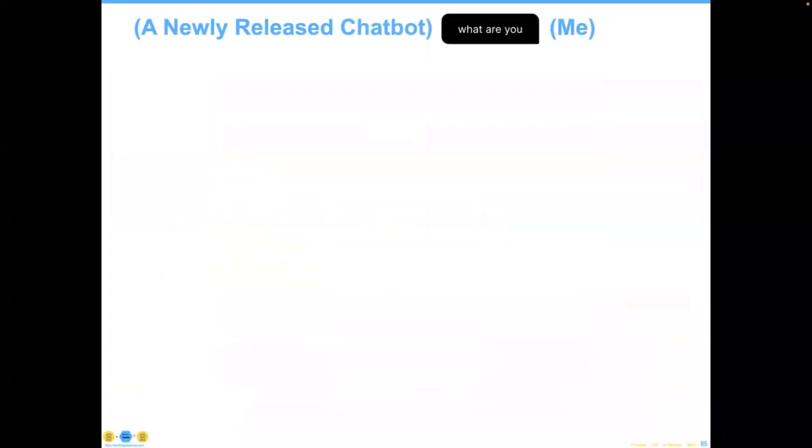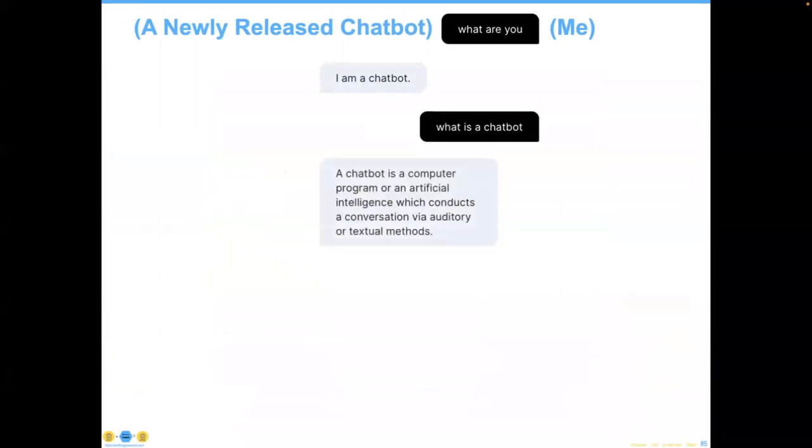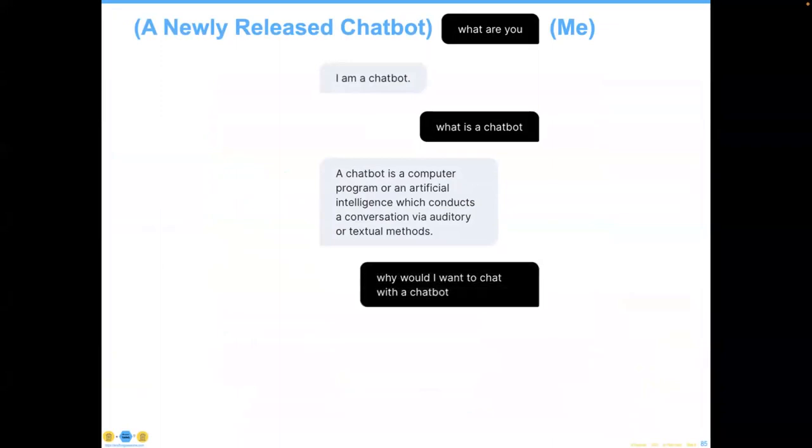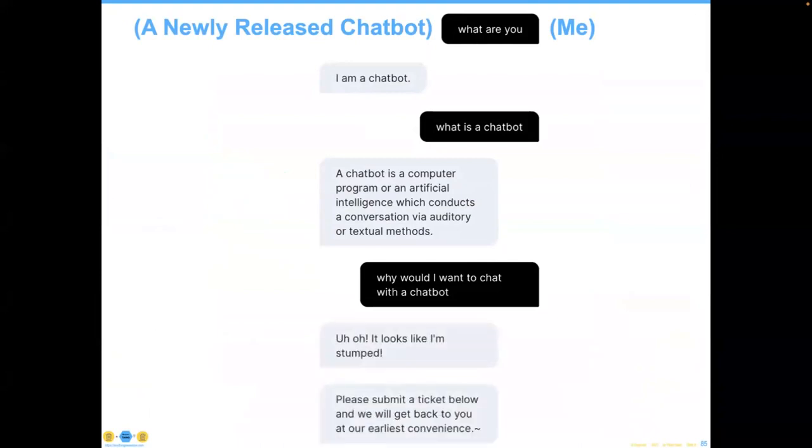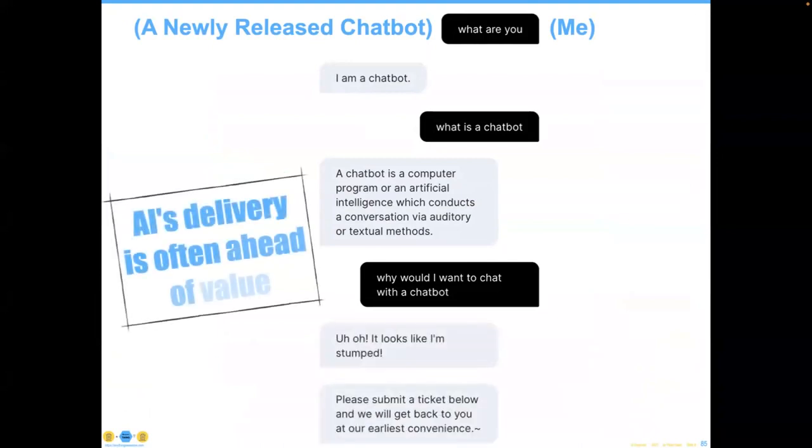Here's one example, a newly released chatbot, and people know I like chatbots. So, hey, they come to me. So I ask it the question, this is me in the black there. It says, what are you? And the chatbot comes back and says, I am a chatbot. And I say, what is a chatbot? And it says, a chatbot is a program or an artificial intelligence which conducts a conversation via auditory and textual methods. And I say, why would I want to chat with a chatbot? And it says, uh-oh, it looks like I'm stumped. Please submit a ticket below and we'll get back to you at our earliest convenience.